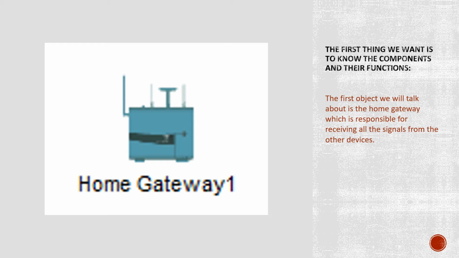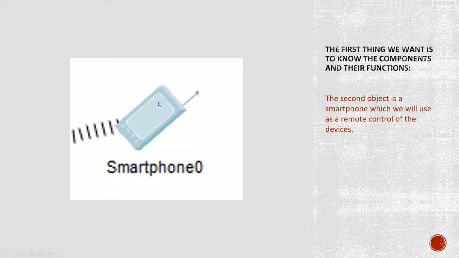The first thing you want is to know the components and their functions. The first component is a home gateway. It is responsible for receiving all of the signals from the other devices. This is an image of the home gateway.